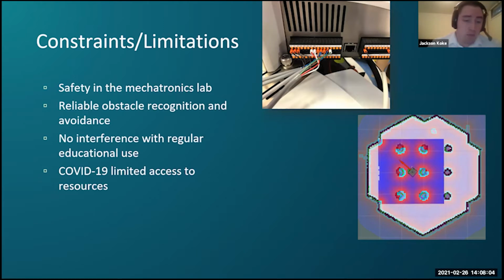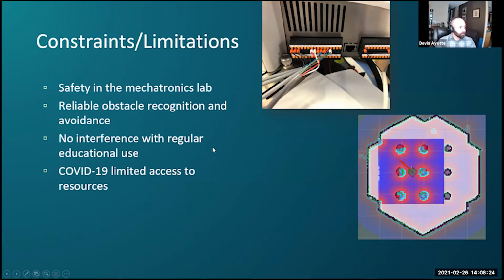And then finally, one of the biggest constraints is COVID-19. We have limited access to the lab and each other. At the top right, you can see a picture of the input-output interface on the Robotino. And in the bottom right, you can see a representation of how the Robotino sees the world. I will now hand the presentation off to Devin Ayotte.